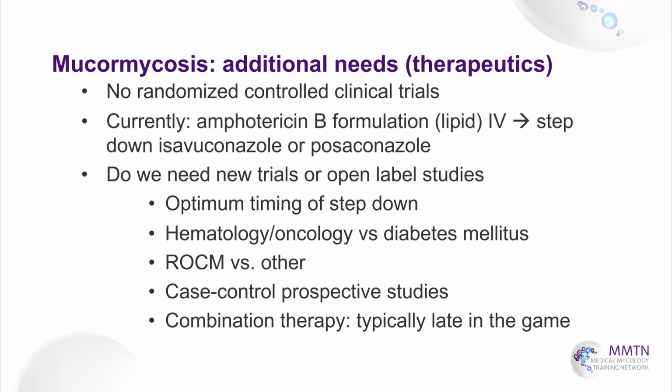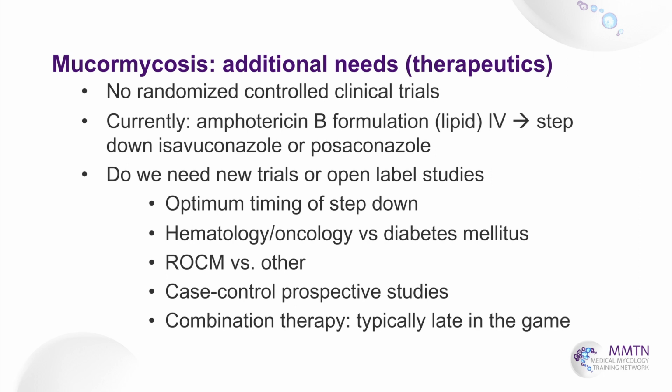In mucormycosis, there are additional needs. Some of these are hypothetical, but these were discussed at a recent MSG meeting. There are no randomized controlled clinical trials. Will we ever be able to do this outside of India? It might be possible in India. It might be possible with ROCM. Currently, amphotericin B formulations are used with step down to isavuconazole or posaconazole.